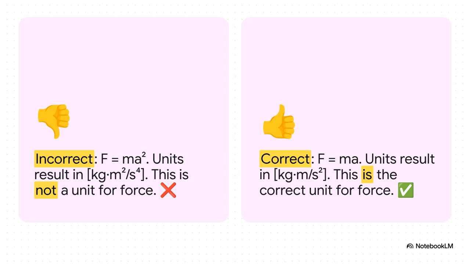On the left, with the wrong formula, we plug in the units for mass, that's kilograms, and for acceleration, meters per second squared. But then we square the acceleration like the formula says, and we get this totally bizarre unit, kilogram meter squared per second to the fourth. I mean, what even is that? It's not force, I'll tell you that. But now look at the right. With the correct formula, the units combine to give us kilogram meters per second squared. And guess what? That is the definition of a Newton, the unit for force. The units on both sides match perfectly. They showed us the way.